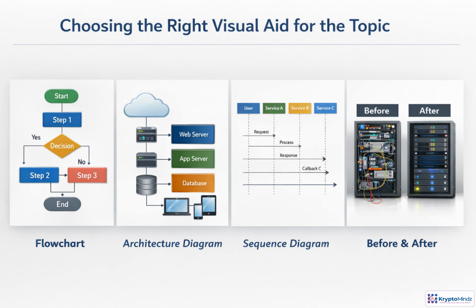Choose the visual by asking what the learner needs to understand. If the topic is a process, use a flowchart to show steps and decisions. If it is a system, use an architecture diagram to show components and connections. If timing matters, use a sequence diagram. If the point is change, use a before and after visual. The best aid is usually the simplest one that matches the concept.